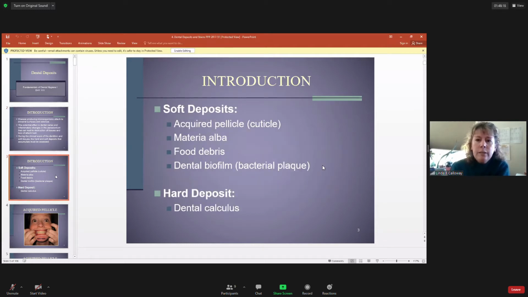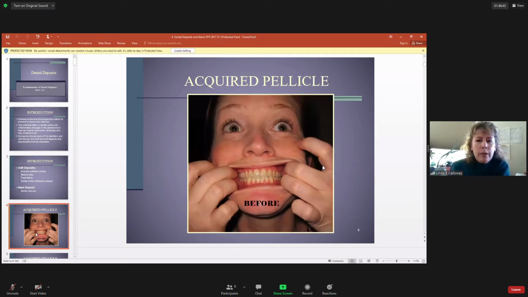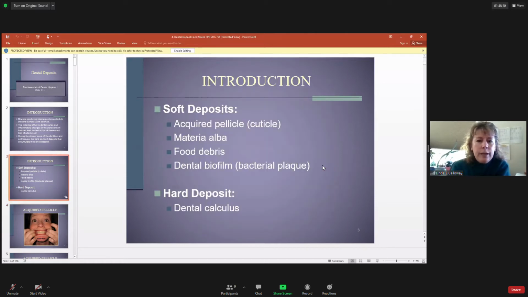The acquired pellicle, materia alba, food debris, dental biofilm is the bacterial plaque. Hard deposits are your dental calculus. That is the dental biofilm, the bacterial plaque that has been on their tooth long enough and left undisturbed to harden. So what is acquired pellicle? That was the first step here, remember? Acquired pellicle.